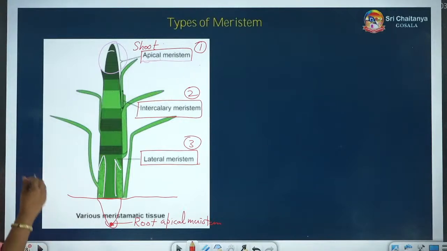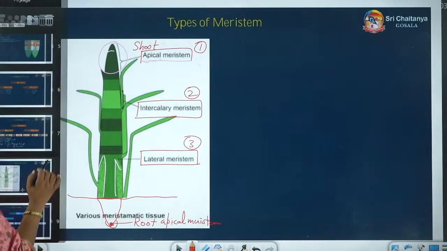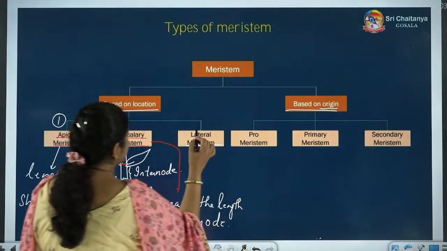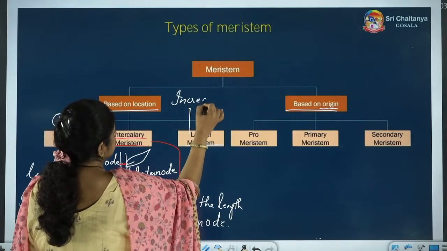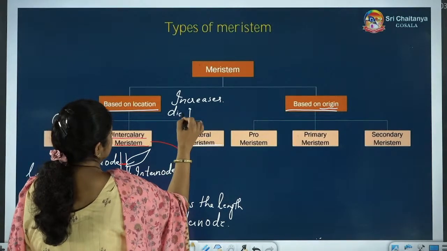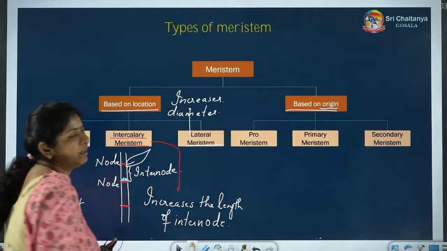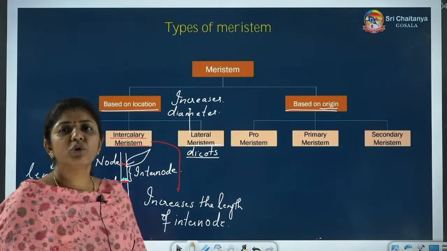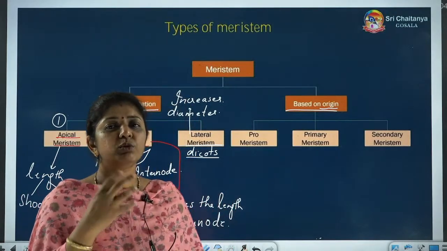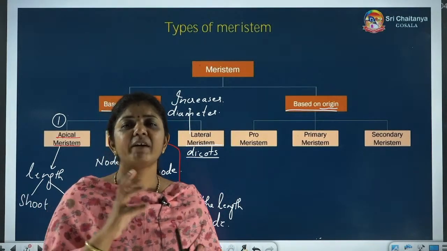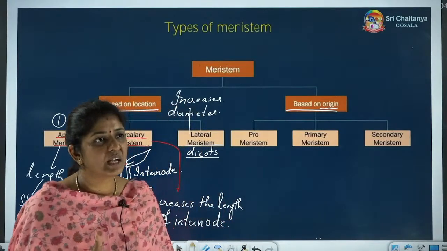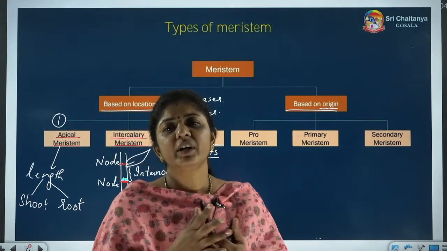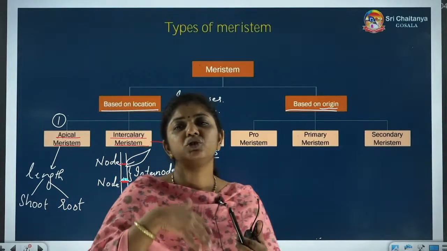Now coming to the next part. Lateral meristem increases the diameter of a plant, especially in case of dicots. It is not in case of monocots. Monocots, usually annuals and biennials, have a very short lifespan. One of the students asked, can we take sugarcane as an example for secondary growth? We cannot take it for secondary growth because they are short-lived plants.